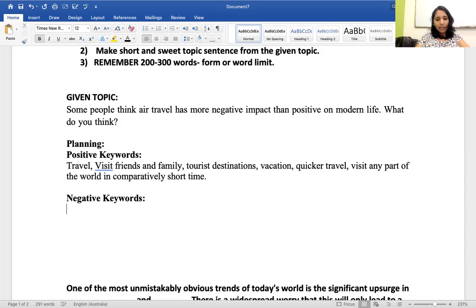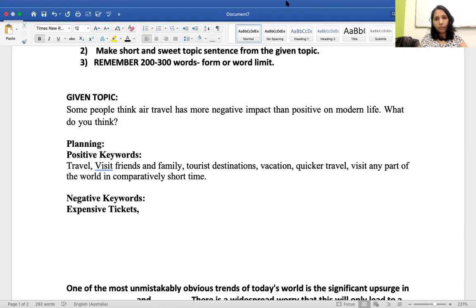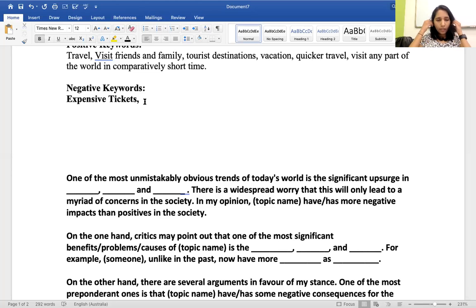So it can be the tickets can be expensive. So not everyone can afford. So unaffordable. So what can be our negative words? So it's expensive tickets, and then unaffordable by common people. Now, unaffordable by many.